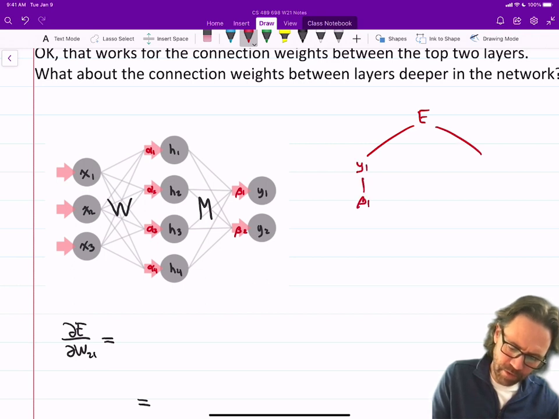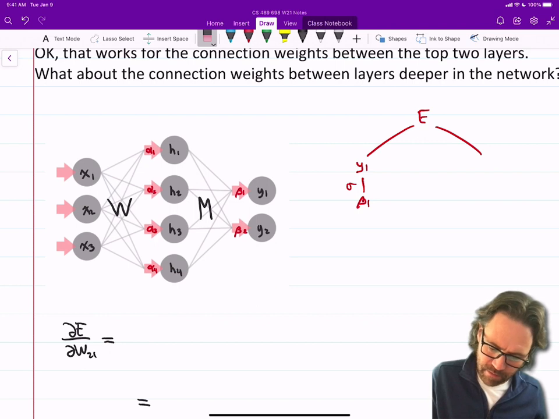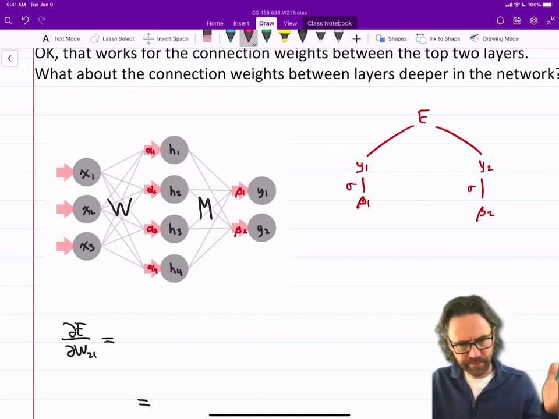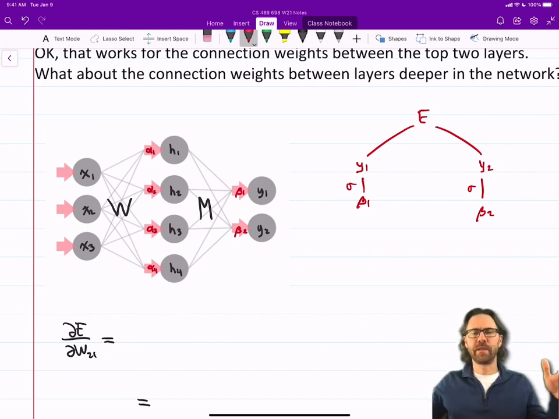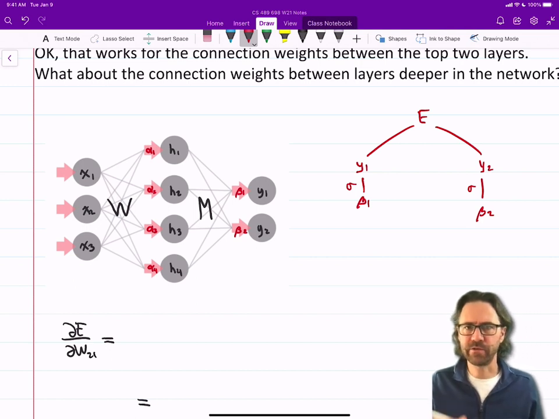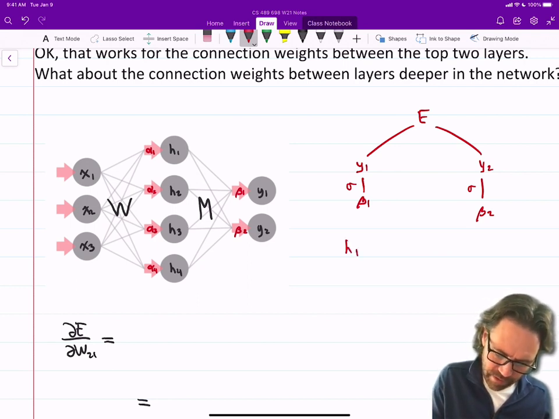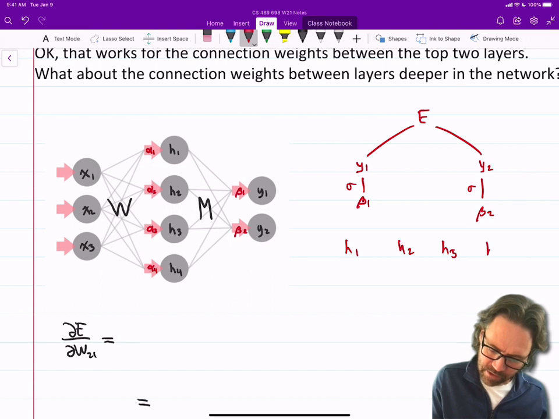Y1, beta 1, Y2, beta 2, depends on sigma. Each of those betas, before I drew 4 branches down to the different M's. This time I'm going to draw 4 branches down to the H's. And now we should keep in mind that both betas depend on all 4 H's. So I'm going to write all 4 H's down here: H1, H2, H3, H4.